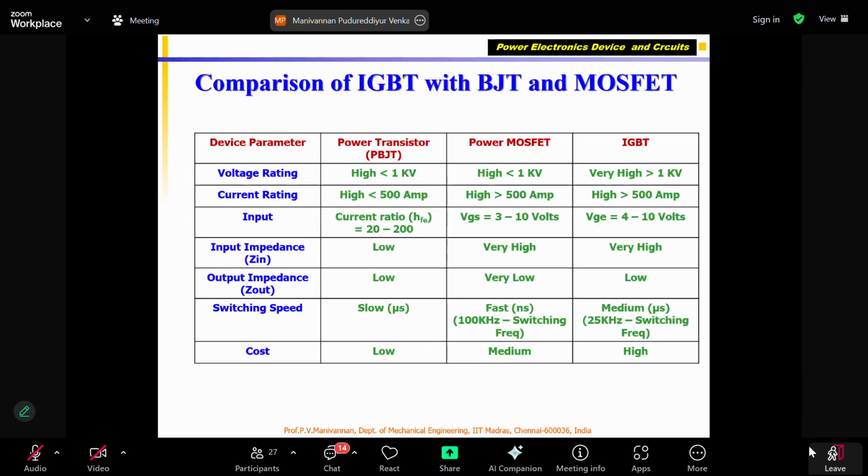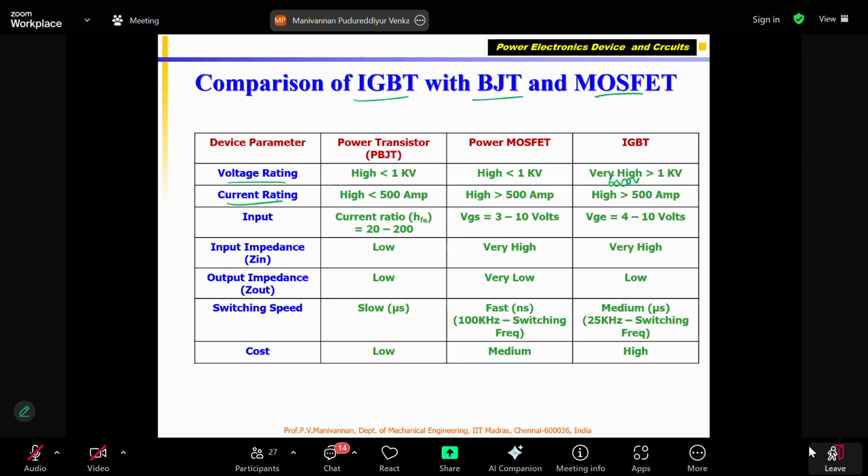Okay, last slide. As I told you, comparison between the IGBT and power transistor. We are all talking power. The voltage rating of the power transistor will be less than 1000 volts, 1 kV. It is high, but less than 1000 volts. In the case of power MOSFET, also the same. But in the case of IGBT, they can go up to 6000 volts also. I told you yesterday. So the IGBT can operate at much higher voltage compared to BJT and MOSFET.